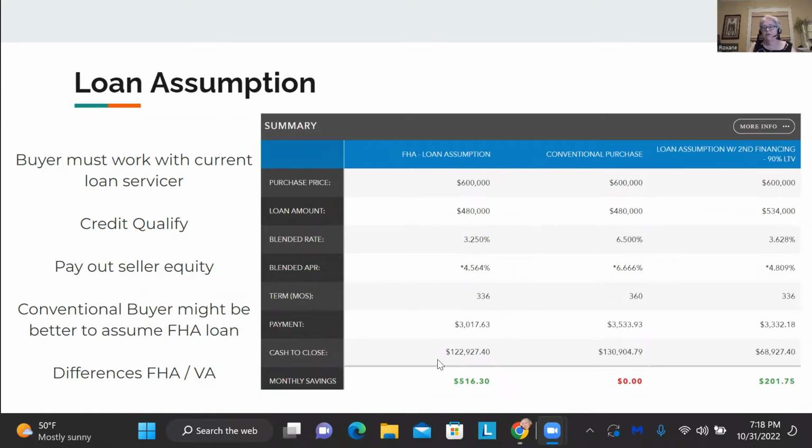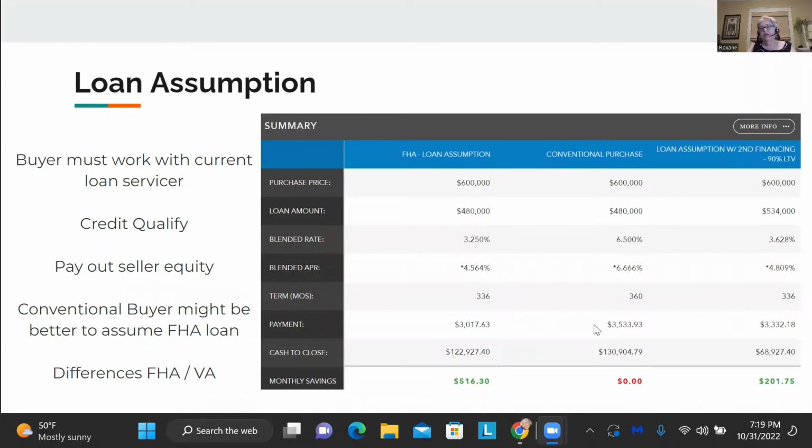Right, so for this purpose, we've compared it to a conventional 20% down loan because the numbers are pretty close that way. And in this case, if you had a $600,000 new loan with a $480,000 loan amount, same exact loan amount as the assumption potential, at 6.5% interest, bringing $130,000 down, the difference in payment: the assumption is $3,000 and some change. The conventional loan is $3,500 and some change. We're looking at more than a $500 a month difference in the payments for using this assumption.